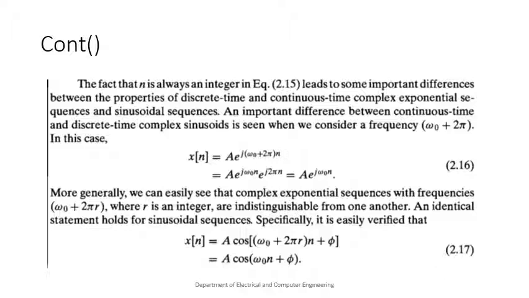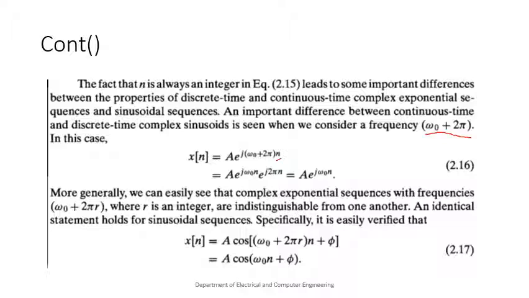The fact that n is always an integer, we know that this is always an integer, in equation 2.15, our previous equation, leads to some important differences between properties of discrete time and continuous time. So there is a huge difference between continuous time signals and discrete time signals. An important difference is seen when we consider frequency. Now, omega naught plus 2 pi, if you add 2 pi to any discrete angular frequency, this is indistinguishable. It means that it will not make any difference.